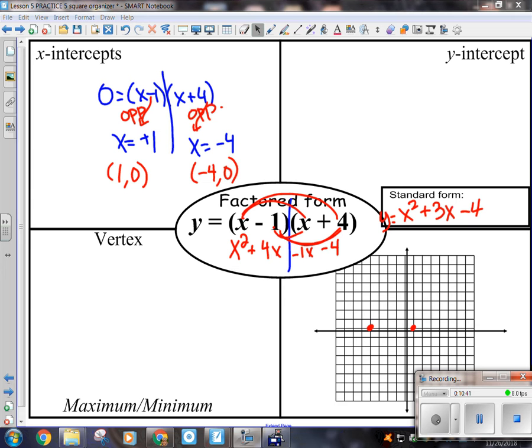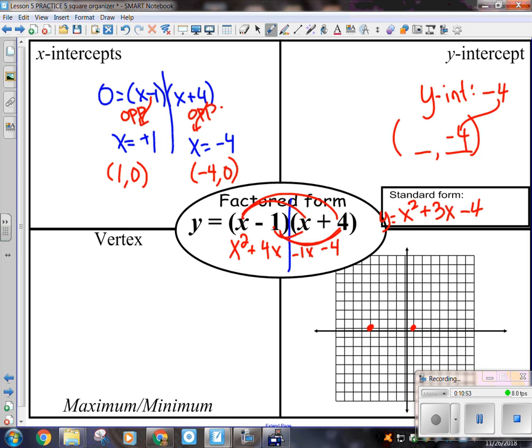Does anybody know the y-intercept just like that? Negative 4. So y-intercept, negative 4, which means that's the y number, and the x number is 0. Everybody good with that? So I'm going to come down here.